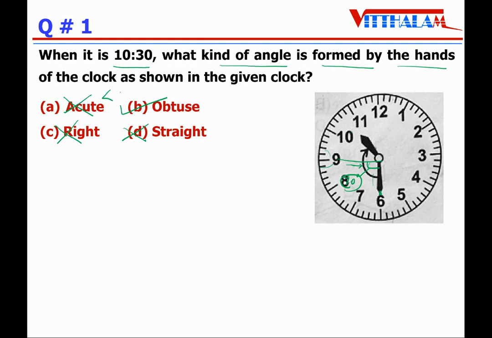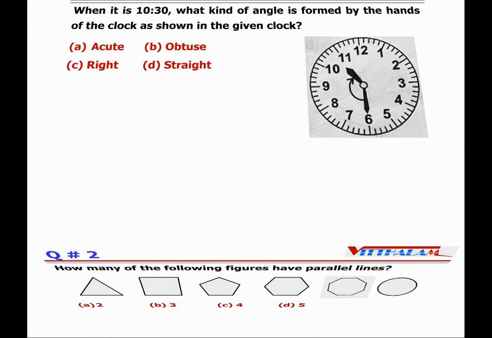Acute angle is less than 90 degrees. Obtuse angle is greater than 90 degrees, right angle is equal to 90 degrees, and straight angle is equal to 180 degrees. So our answer is B. Next.